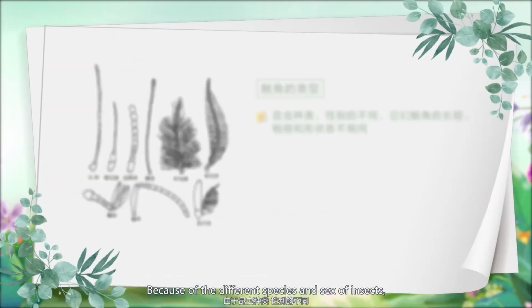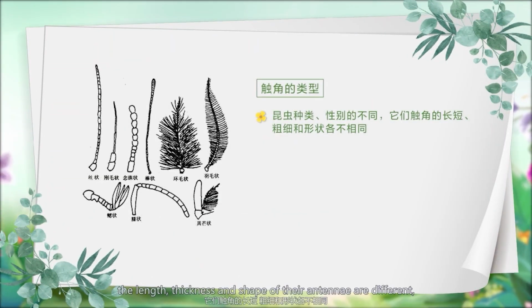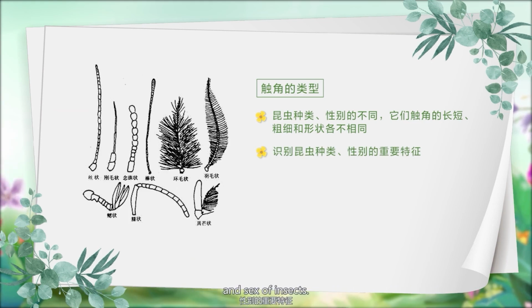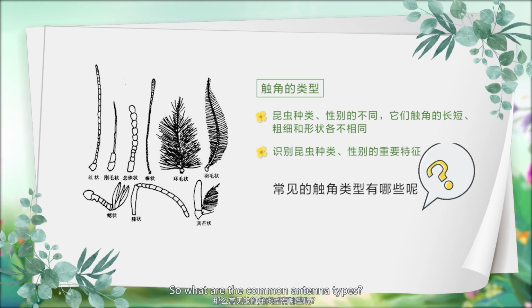Because of the different species and sex of insects, the length, thickness, and shape of their antennae are different, so the type of antennae is often used as an important feature to identify the species and sex of insects. So, what are the common antenna types?